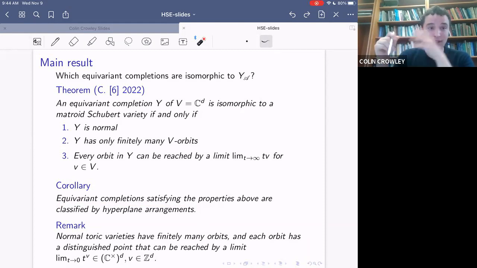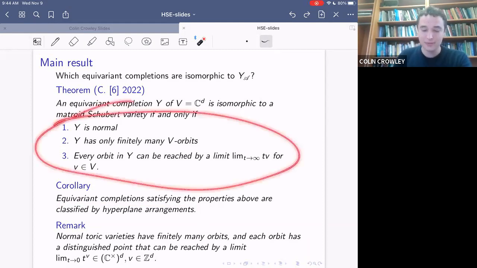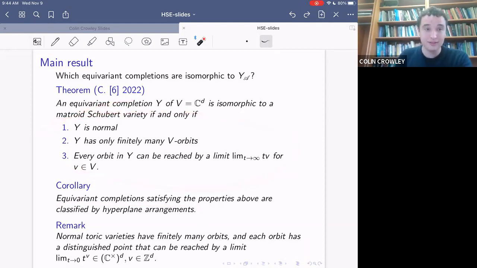And the remark: I want to tell you where these conditions came from. How did we guess them? It's because I was thinking about toric varieties. So toric varieties are normal. Usually one defines them to be normal. And they all have finitely many orbits automatically. So it's not part of the definition of a toric variety, but it does follow that every toric variety has finitely many orbits. And when you construct the fan of a toric variety, one-parameter subgroups of the torus play an important role. And in particular, each orbit has this distinguished point that can be reached by a limit.